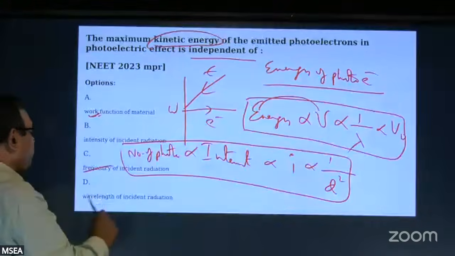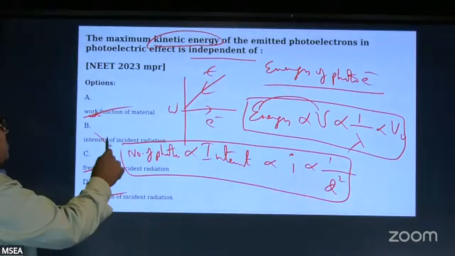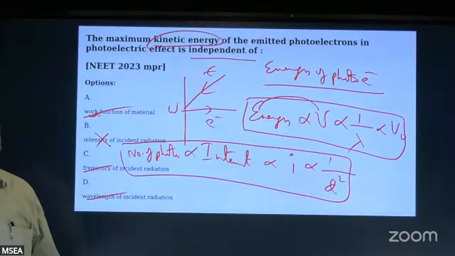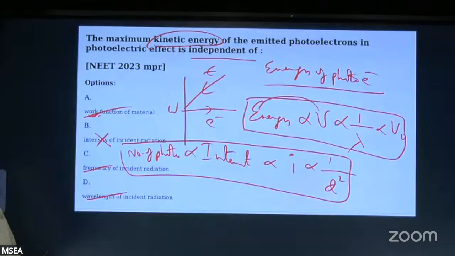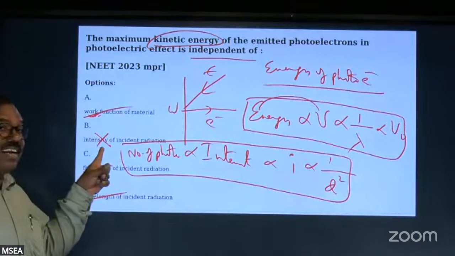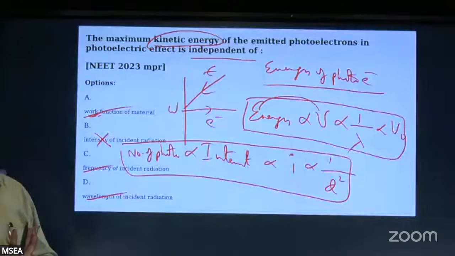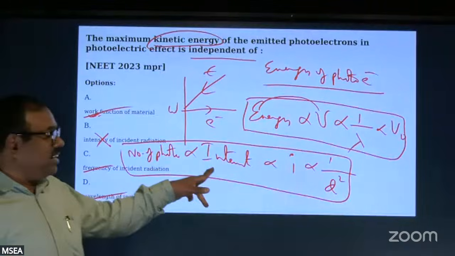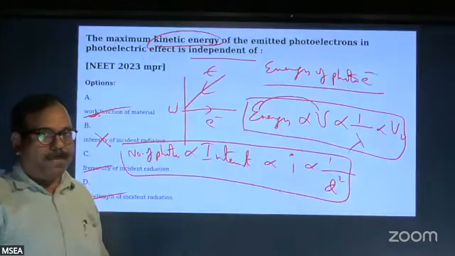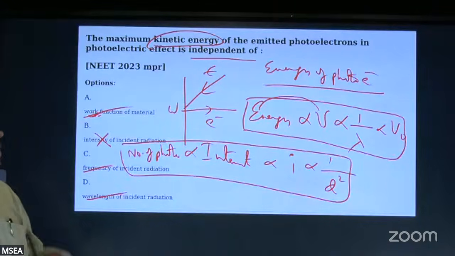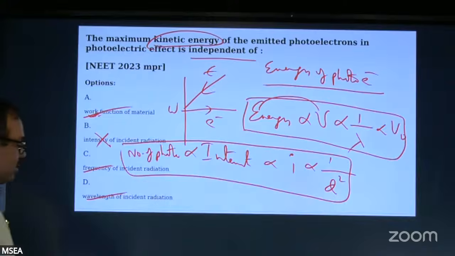It depends on this one, this one, this one. But this one does not depend. The number of photoelectrons depends on intensity, whereas the energy does not depend upon intensity. So this you must remember. And in addition to this, based on this one, they may ask a question.